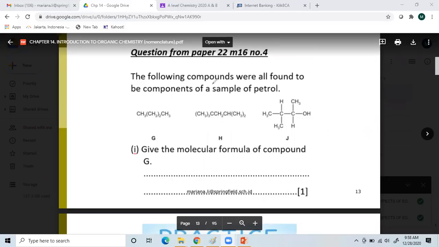Okay, let's discuss the answer. Give the molecular formula of compound G. This is G. For the molecular formula, you should count all C's and H's inside this molecule. So CH3, CH2, CH2, 2 times CH3. So there are 4 C's and then 10 H. So C4H10.